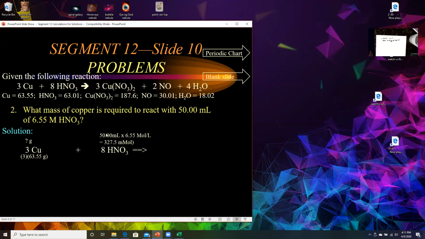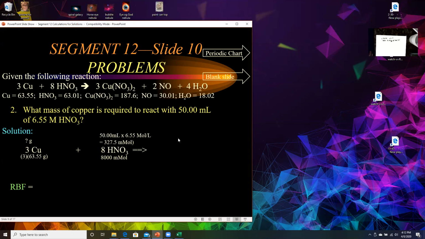I have 50 milliliters of 6.5 moles per liter. That would be 327.5 millimoles. The equation is showing 8 moles or 8,000 millimoles. Remember, I've got to get the same units. I could have used moles up here and moles down here. I'm just trying to be consistent with the way we set things up before.